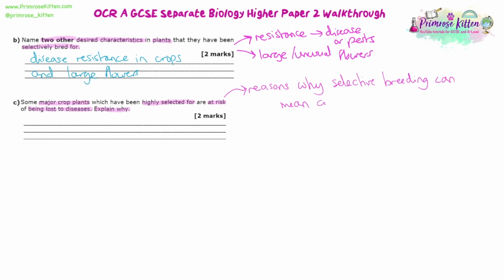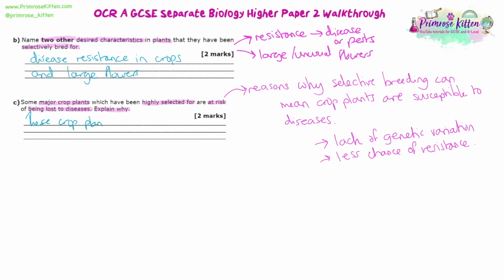Well, if you selectively breed over and over and over again, many generations, then you're going to have lack of genetic variation because you're trying to keep the same characteristics and you're not mixing as much. So your genetic variation or genetic diversity is going to be low in the population, which means there's less chance that they'll have resistance genes that mean that they can be able to survive a new pathogen or disease. So these crop plants have low genetic variation, so they are less likely to be resistant to some new diseases or some diseases. That's all we need to say.